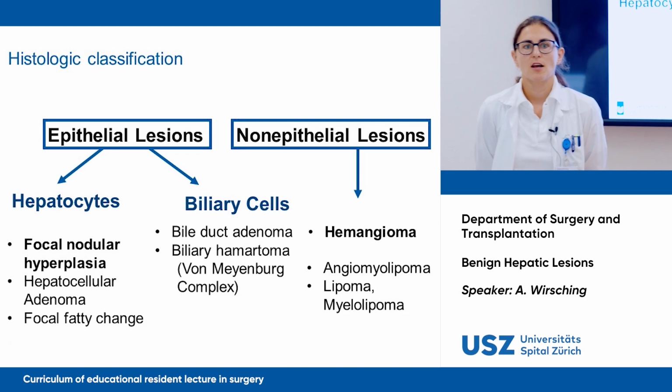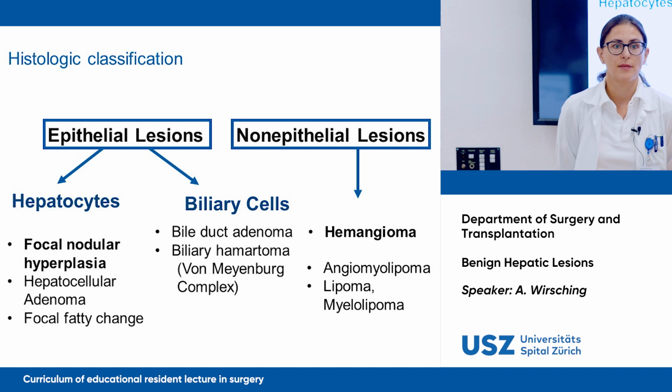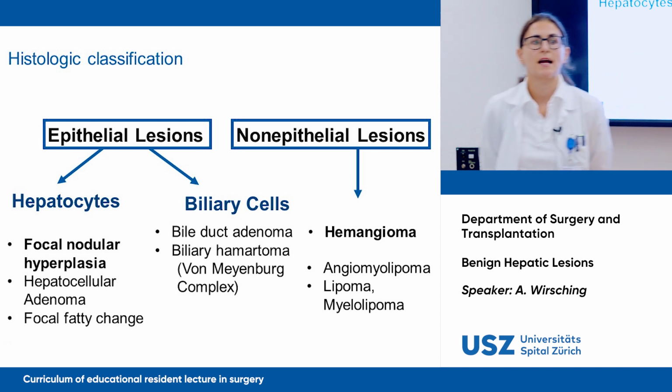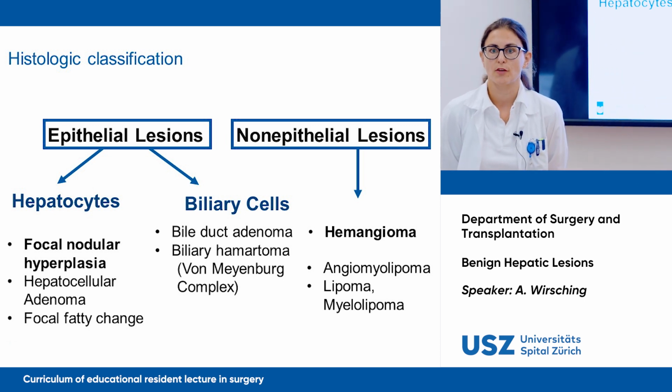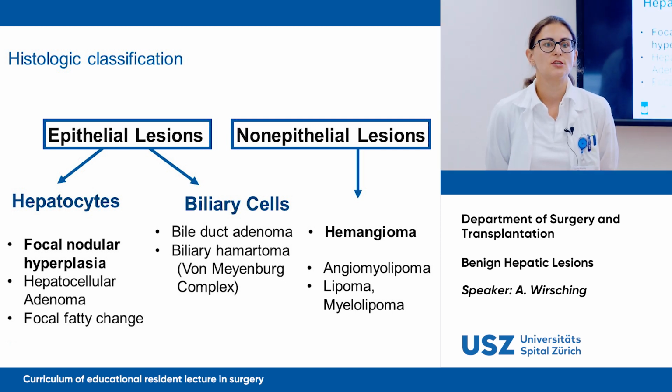When we look at the histologic classification, we have different cells in the liver. So we have epithelial cells with our hepatocytes and biliary cells, and also mesenchymal cells, non-epithelial cells, which are, for example, vessels and adipocytes. Myocytes can also be in this group. When we look at hepatocytes, then we can have different lesions. The most common one is the focal nodular hyperplasia. We will hear later on about that.